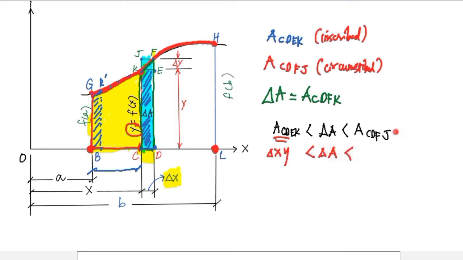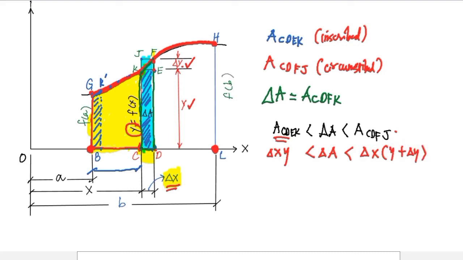While the other rectangle, its base is delta x and its height is y plus delta y. This is its height: from here to point E, that's y, then from E to F, that is delta y. So our base is delta x, and the height is y plus delta y.